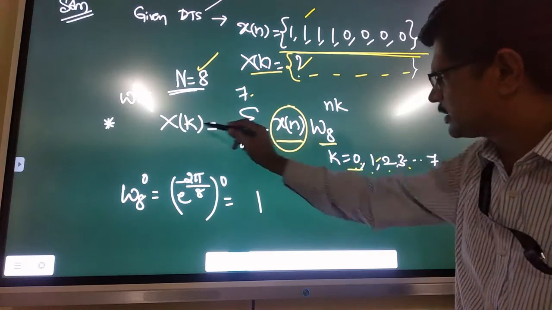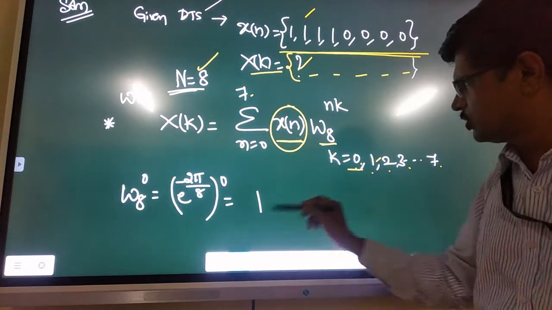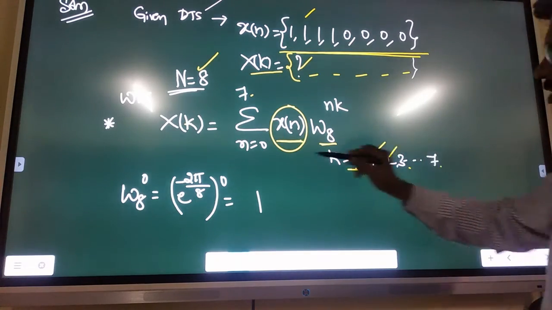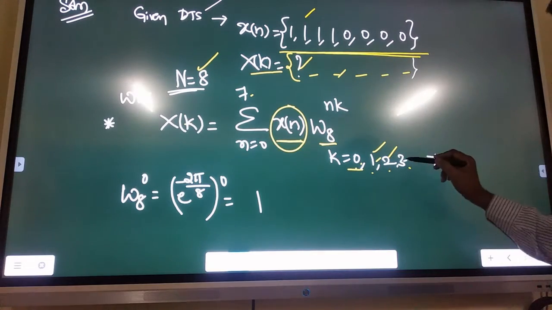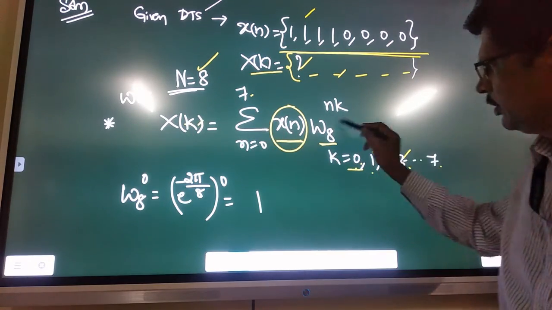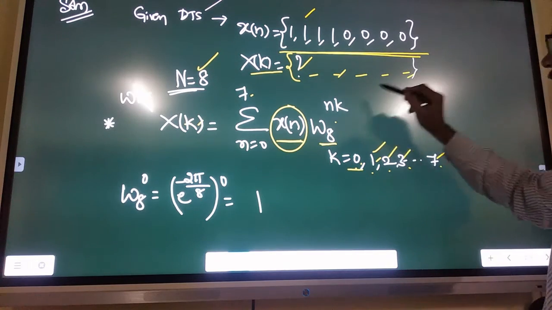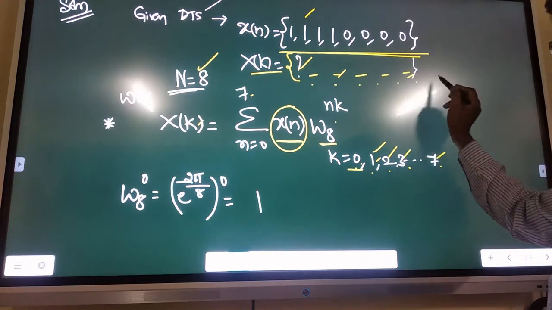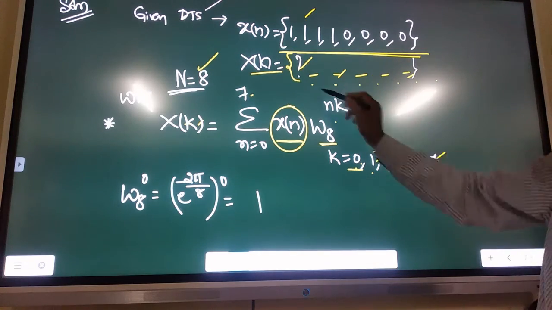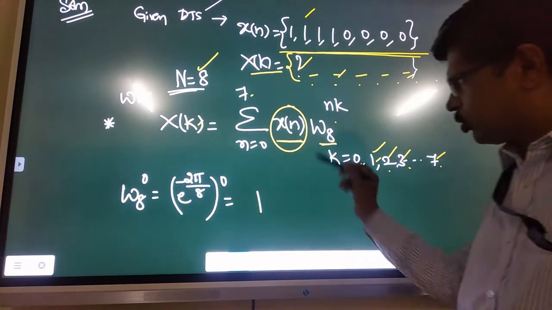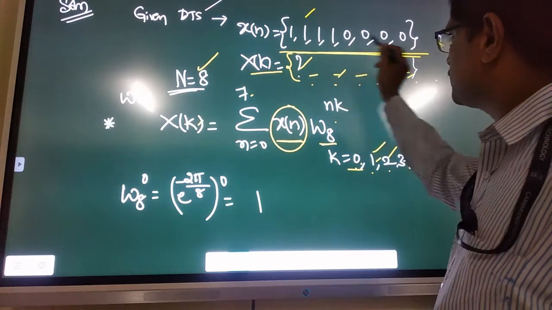When k is 1, substitute and expand this, you will get the second sample. When k is 2, third sample. When k is 3, fourth sample, and like that, when k is 7, you will get the 8th and last sample. 1, 2, 3, 4, 5, 6, 7, 8 frequency samples you will get. Now before doing this, x of n I know, this is the sequence.